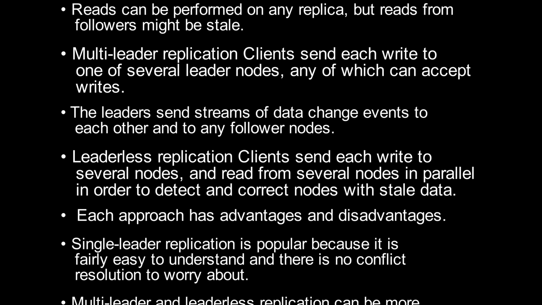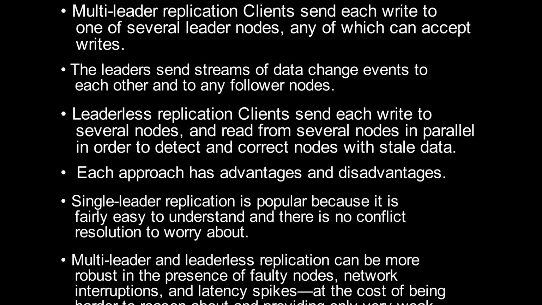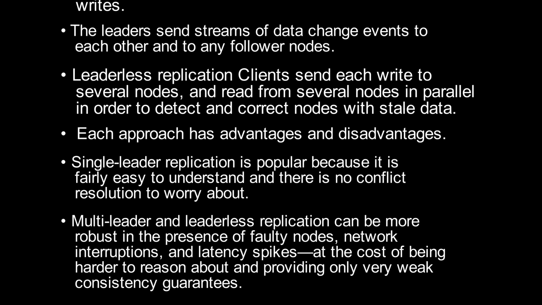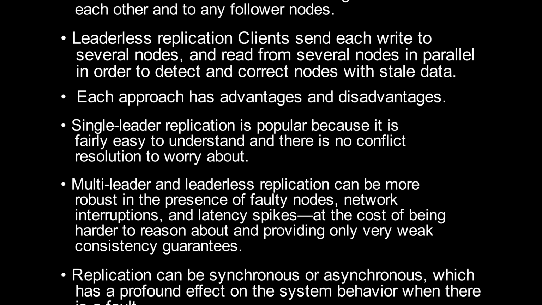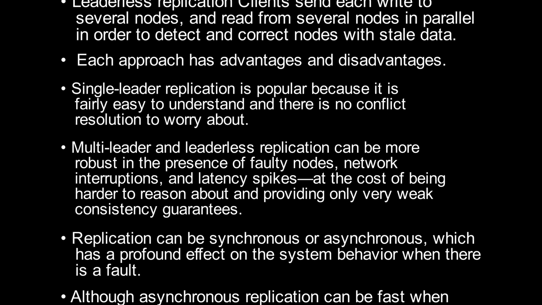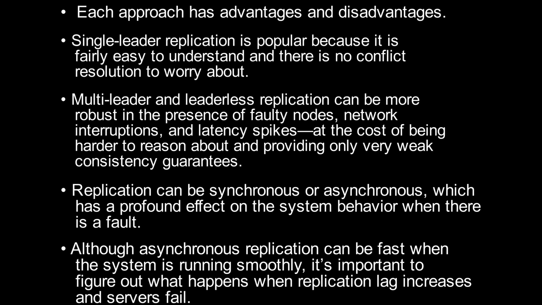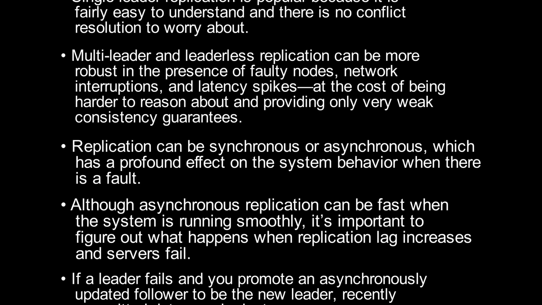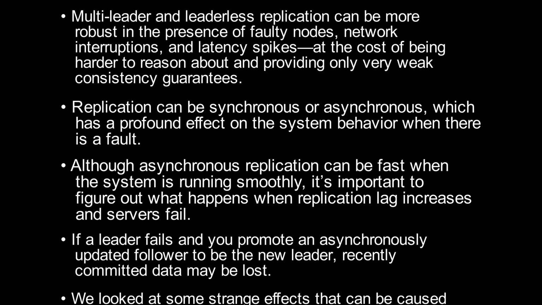Each approach has advantages and disadvantages. Single leader replication is popular because it is fairly easy to understand, and there is no conflict resolution to worry about. Multi-leader and leaderless replication can be more robust in the presence of faulty nodes, network interruptions, and latency spikes, at the cost of being harder to reason about and providing only very weak consistency guarantees. Replication can be synchronous or asynchronous, which has a profound effect on the system behavior when there is a fault. Although asynchronous replication can be fast when the system is running smoothly, it's important to figure out what happens when replication lag increases and servers fail.